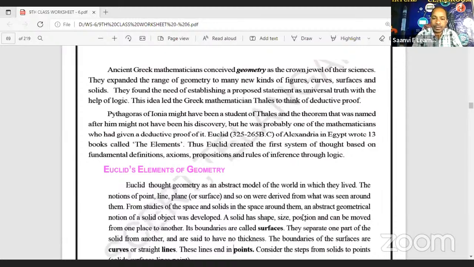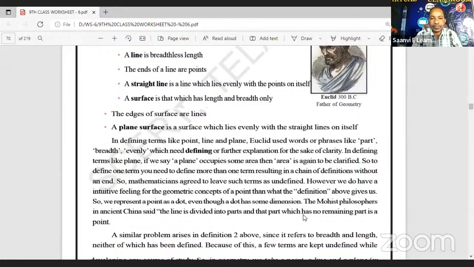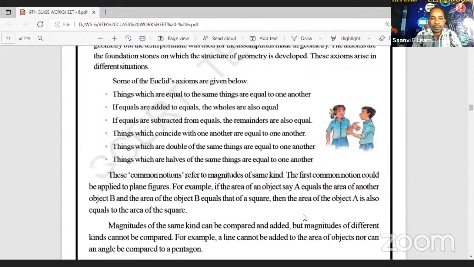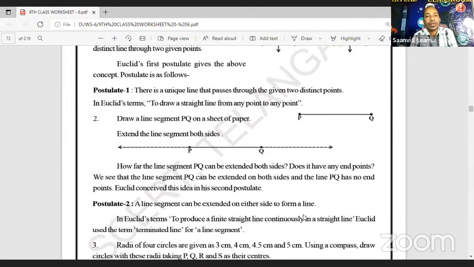Now coming to the topic. What is the first postulate? Postulate 1: there is a unique line that passes through the given two distinct points. Here P and Q are two distinct points. Through these two distinct points, we can draw only one line.